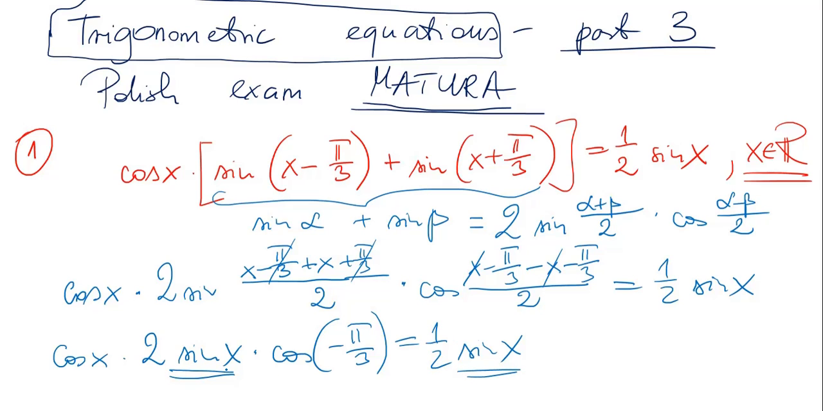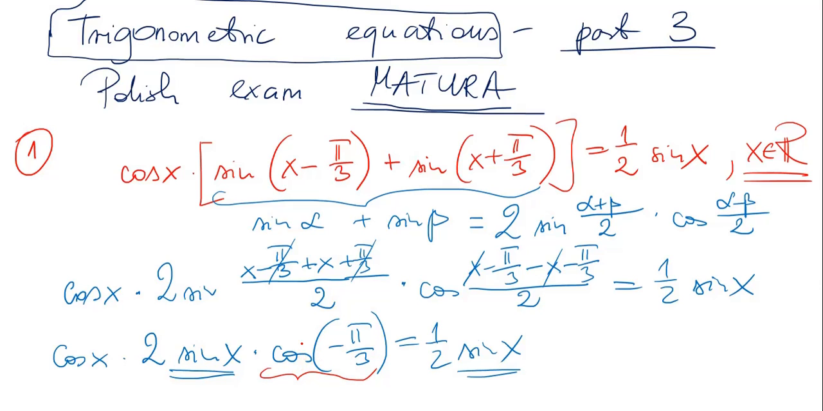And of course, we have sine x on the left and right side, which is really good for us, because if we take the right side to the left side, then we can take sine x in front of the brackets. But before we do it, we still have to calculate cosine of negative pi third, which is pretty easy.